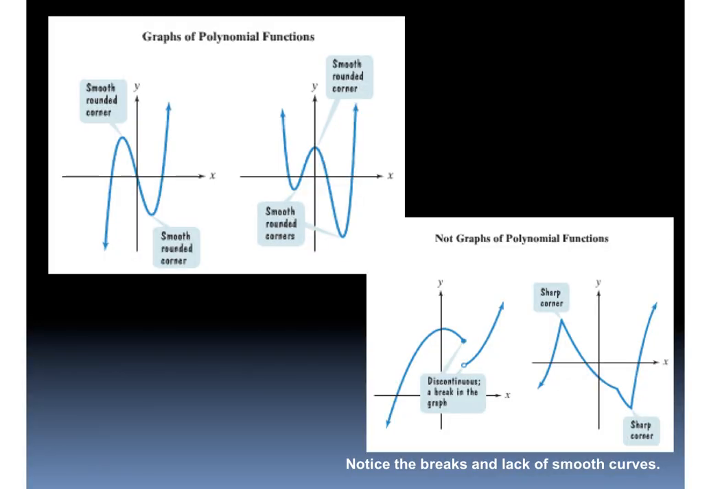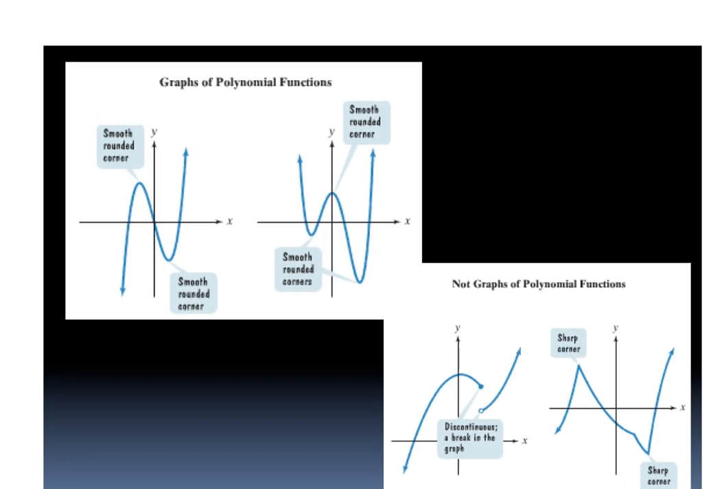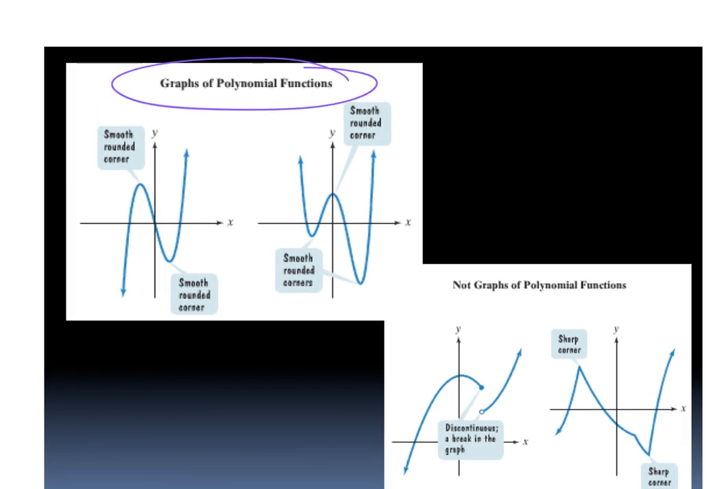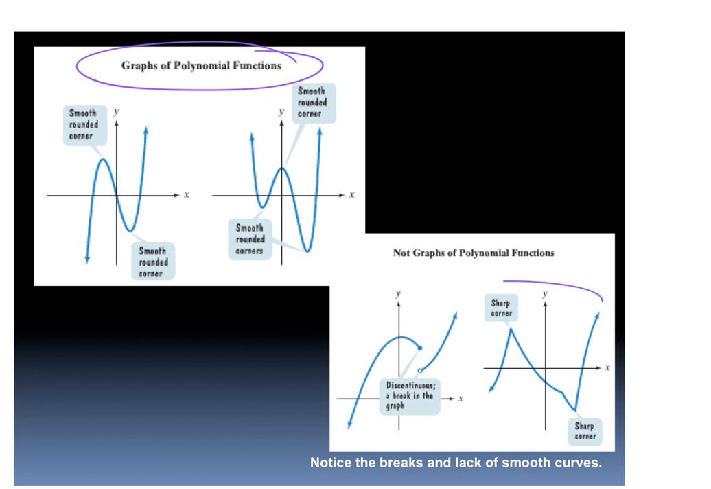So these are examples of what they could look like. On the left, this is what you could see, okay? Those shapes that start down, come up, go down, up again, doesn't matter how many times. What you won't see are things like this, okay? It won't start and stop like a piecewise function. It won't have a sharp edge like the one on the bottom right.